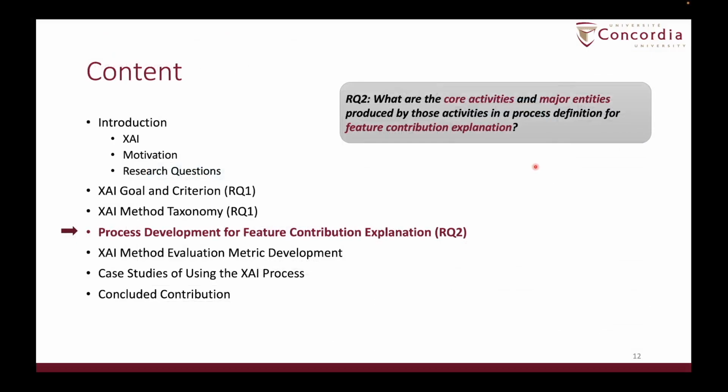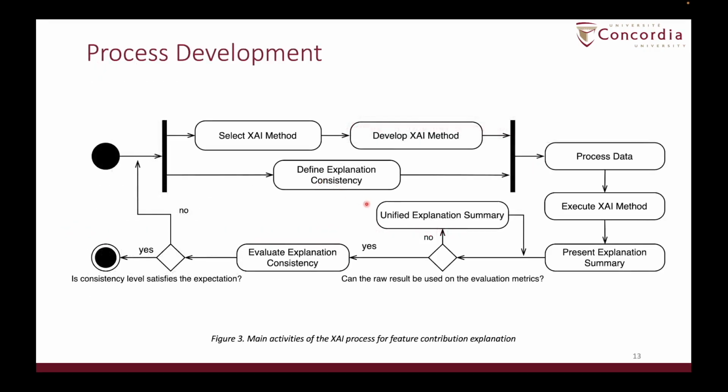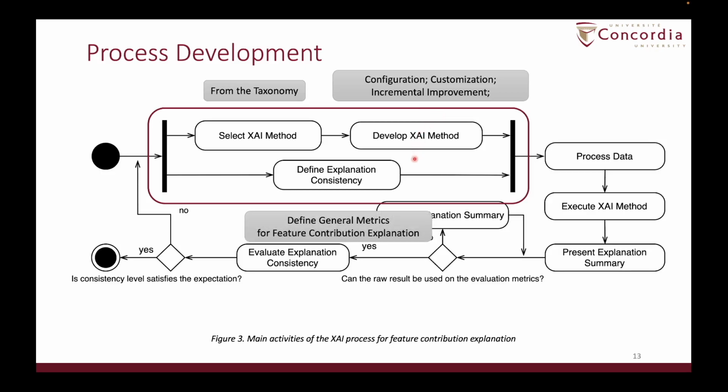And now we talk about the process development. This answers our research question 2. This is our develop process. First, we select the XAI method that we are interested from the taxonomy. And then we can do configuration, customization, and even incremental improvement on the selected method. At the same time, we define our evaluation metrics.